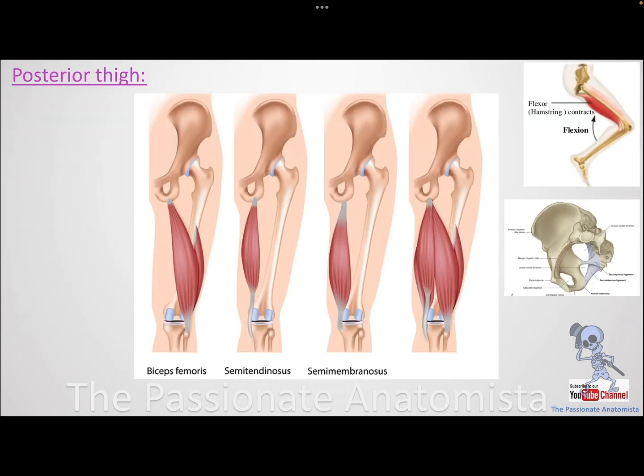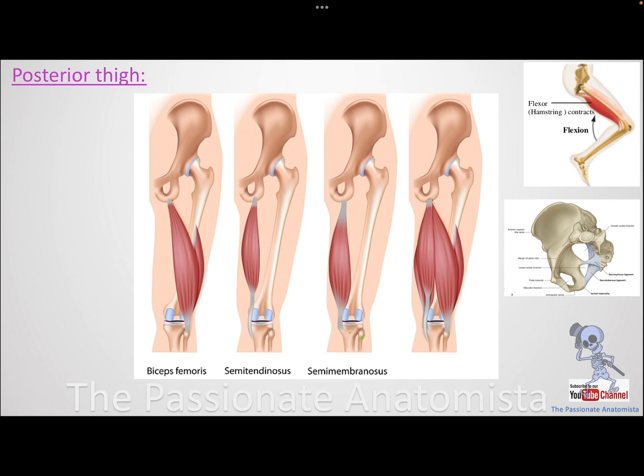Now, from the posterior thigh, we have the hamstring muscles. They are important for knee flexion, and we said that the muscles in the posterior thigh come from your seat bone, your ischial tuberosity, and then they attach themselves to the bone that is down. If they want to work on the knee joint, it means they need to attach themselves to the leg bone, whether tibia or fibula. How will you remember the insertion?